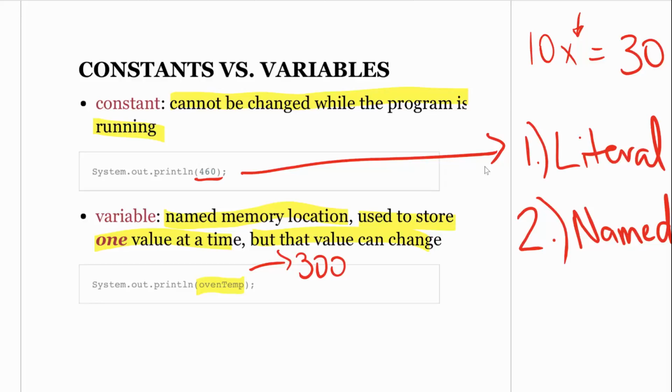So the value for 460 is never going to change. So that's what we call a literal constant. Later on you'll see what a named constant is, but we'll get into that later in the chapter. So that's just a basic understanding of what a variable is and what a constant is. They both function in the same kind of way, but they're fundamentally different in that constants cannot be changed. So definitely keep that in mind. You're going to be using variables and constants a lot.